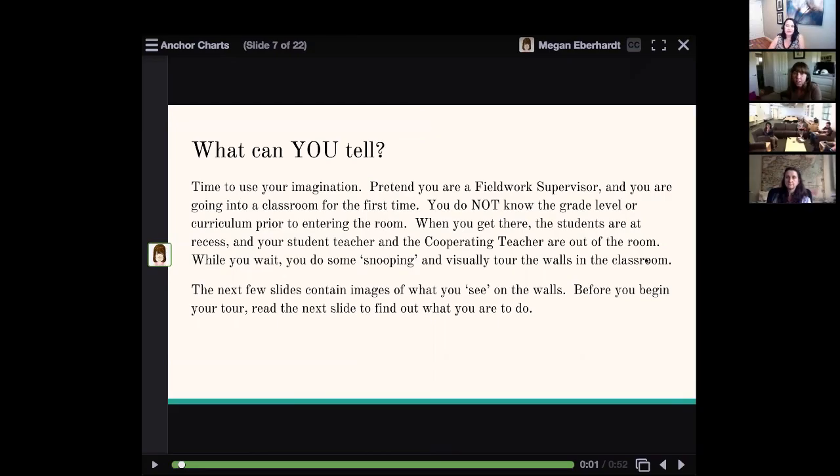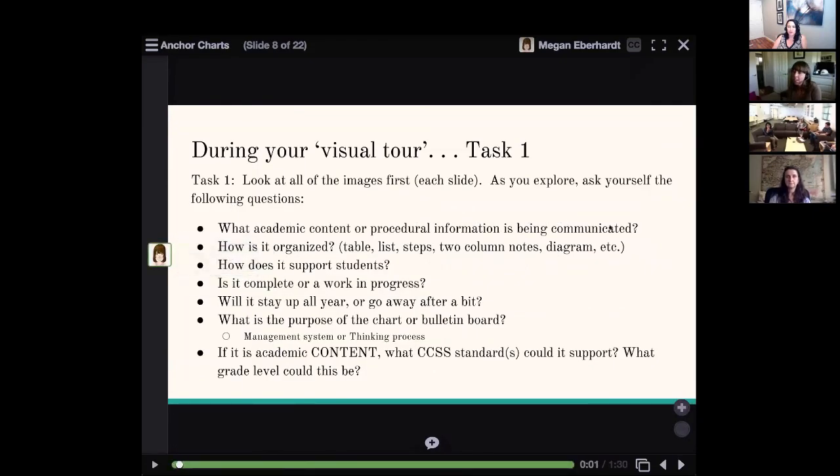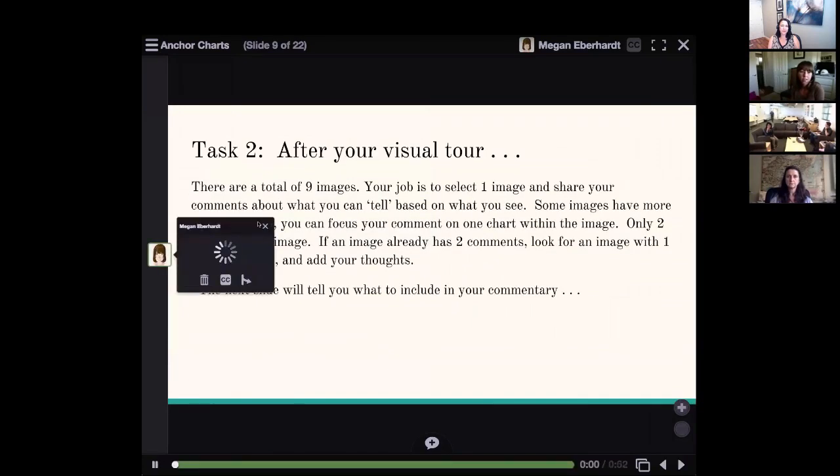So what I included in the next few slides, I'll share with you in just a moment, are actual photographs from a classroom that I visited that has the anchor charts that are up in the room. So here were their directions. First, they had to look at all of the images, all of the different slides, and consider the following questions as they did so. And then they were to select one image that they wanted to leave a comment on.